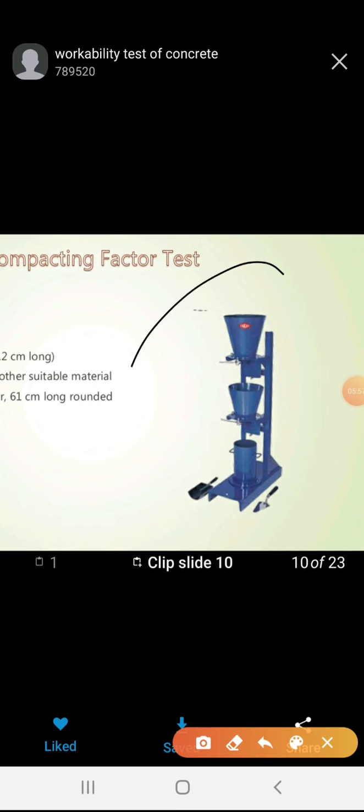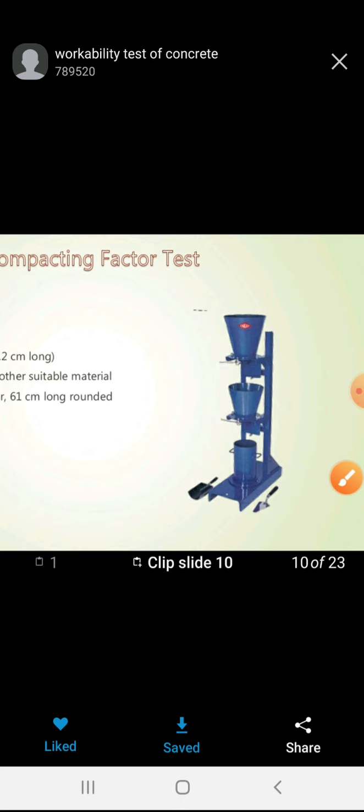This test is known as the compaction factor test. First we should add cement, sand, aggregate and a particular quantity of water and mix thoroughly, and then place the whole concrete mix into hopper A. This is hopper A and this is hopper B, and this is C, not a hopper, it's a cylinder C. The dimensions are as prescribed by the certification laboratory.